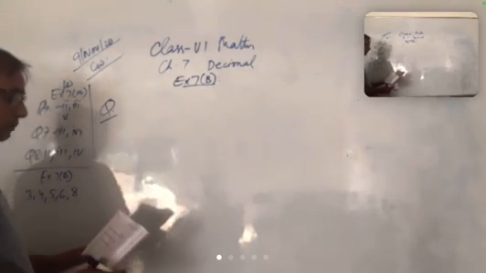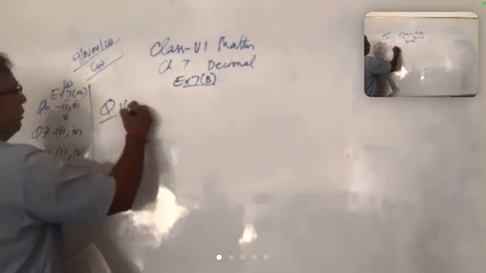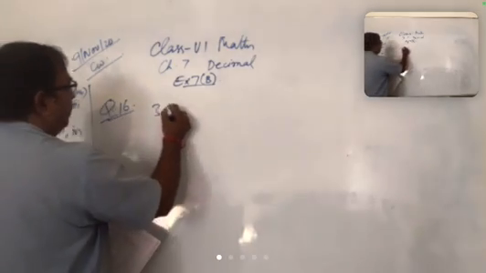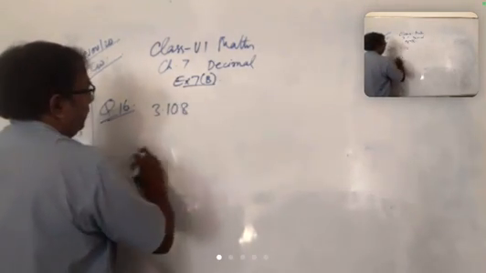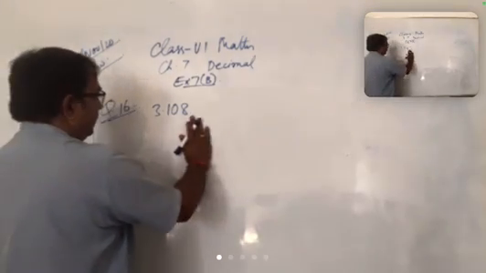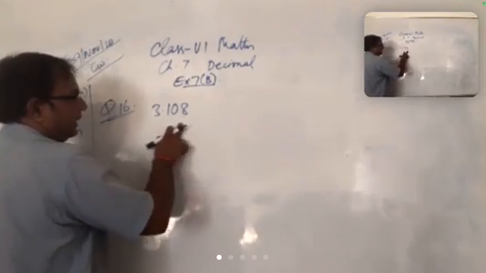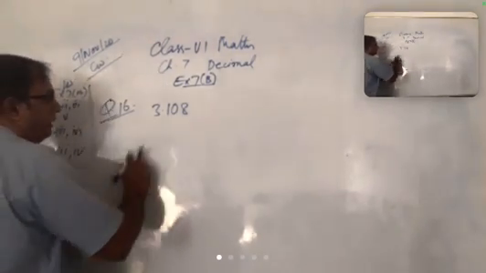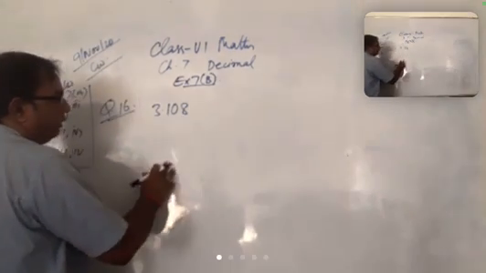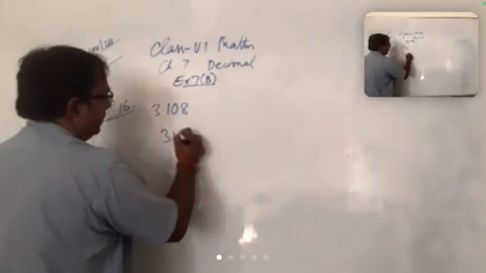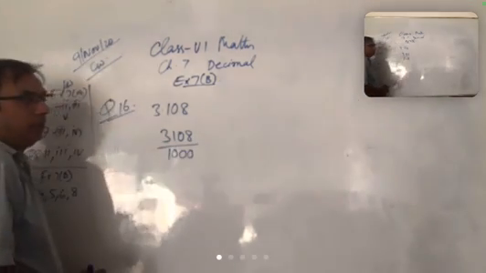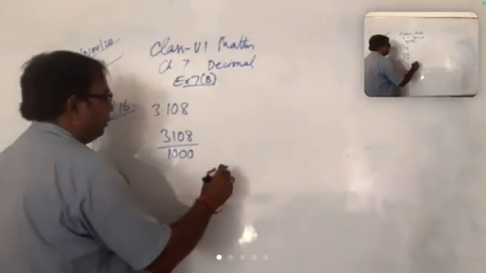Now these are simple calculations. So I come to question number 16. While calculating your sum, if you find any problem, you can ask in the next class. 3.108. So the 8 is at the thousandth place. 3.108, 8 is at the thousandth place. So we write directly like this. And now reduce the fraction.